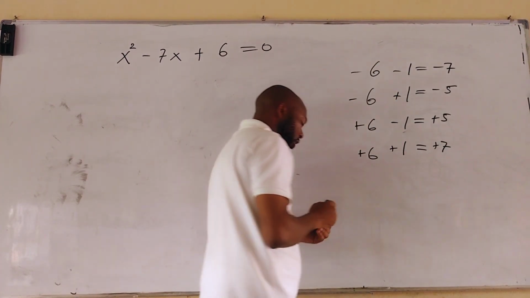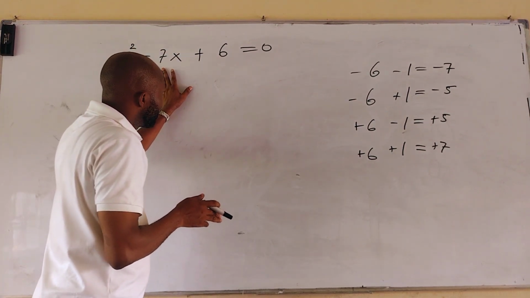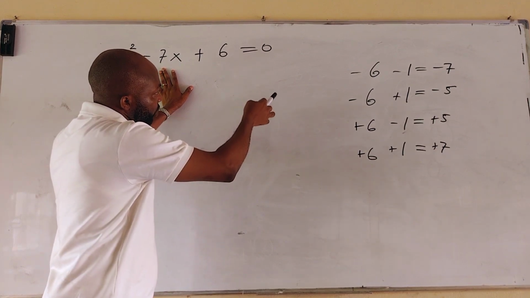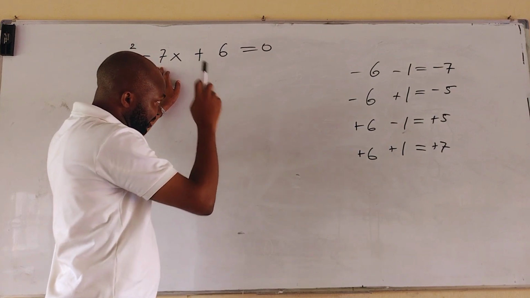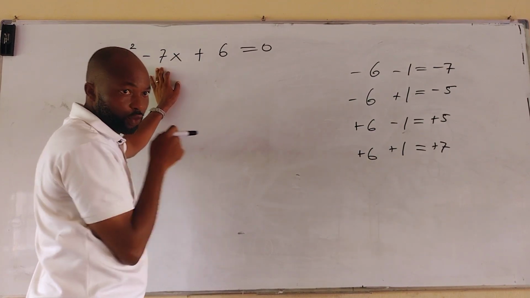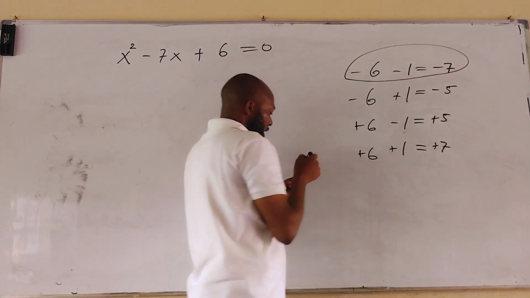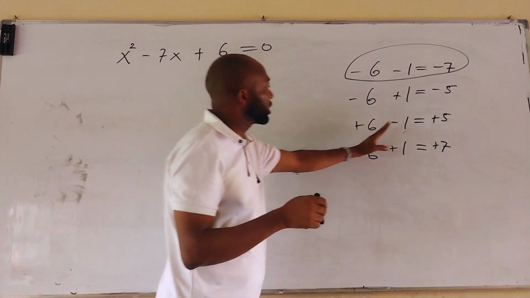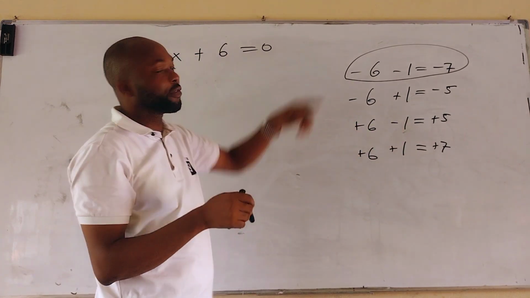So we're looking for two numbers that when we add them, we have minus 7, and when we multiply them, we have plus 6. Let's look at the first one. Minus 6 minus 1 is minus 7. Minus 6 times minus 1 is plus 6. So that is correct. Minus 6 plus 1 will not give us this. Plus 6 minus 1 will not give us this. This one is plus 7, so it's not. So we take the first one.